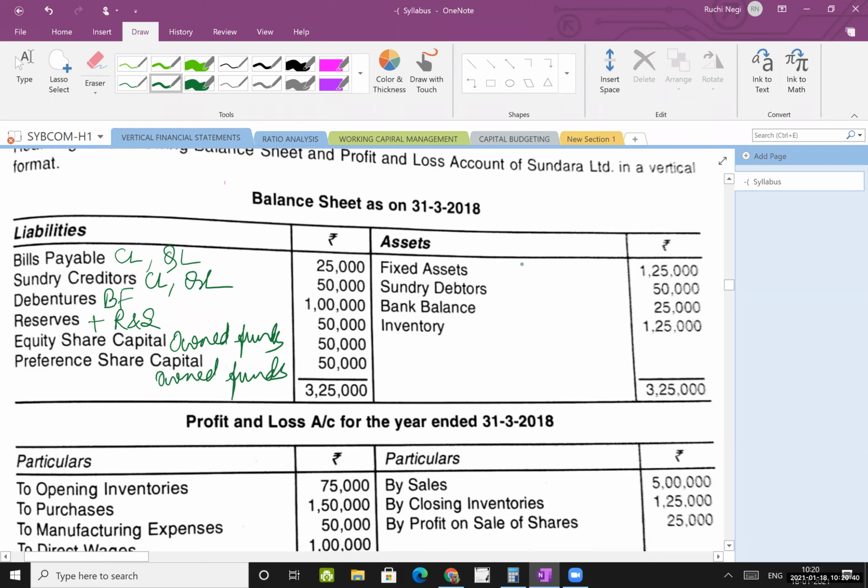Fixed assets, the very first item under application of funds. Sundry debtors, current assets under the category quick. Bank balance, current assets under the category quick. Inventory, that is stock, current assets under the category quick. This is non-quick.